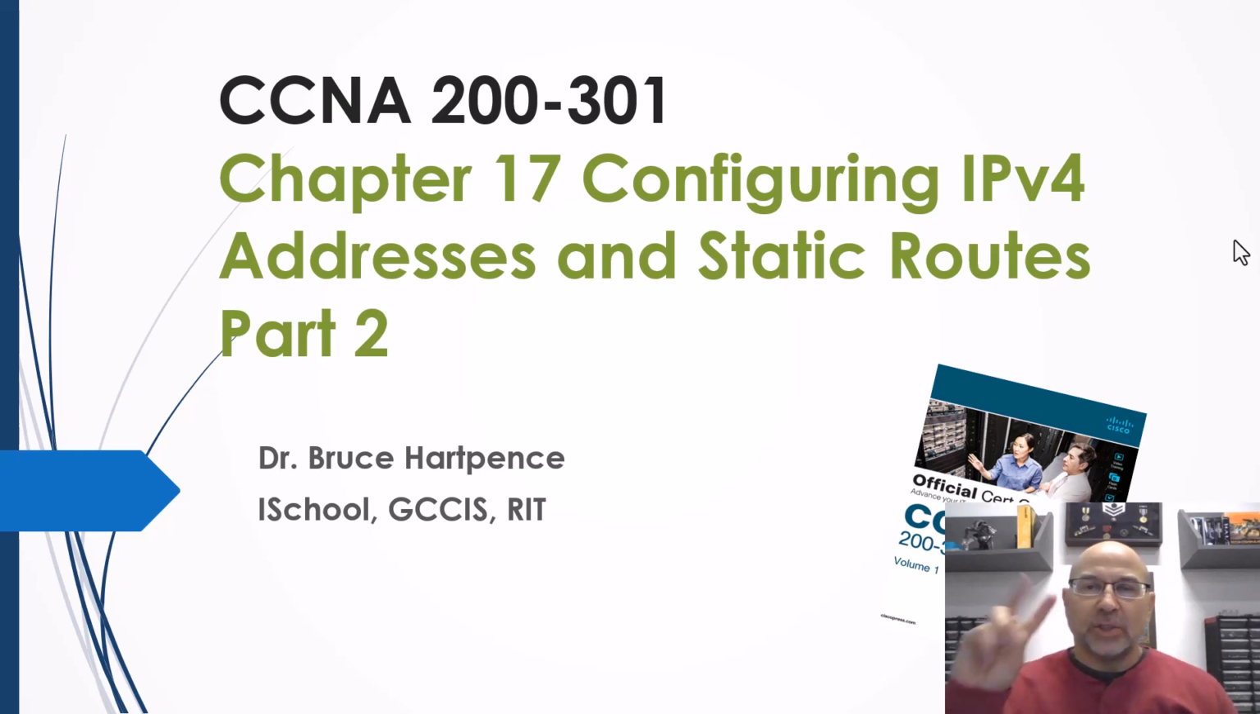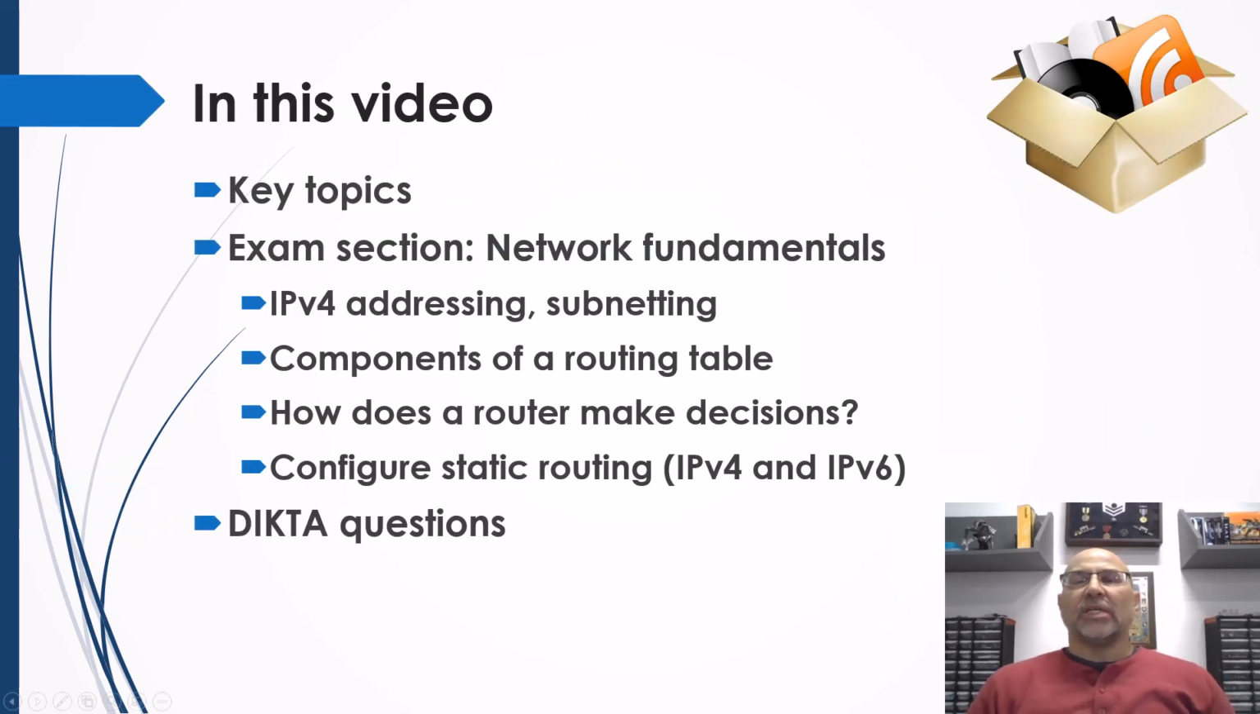We are working through our CCNA video series, and this is Chapter 17, Configuring IPv4 Addresses and Static Routes, Part 2. So, Part 1 was all about what happens when a host wants to generate traffic, what happens when stuff goes across a router, and a really basic static route topology. Now, we're going to push things a little bit. In this video, we're going to go on with our network fundamentals topic.